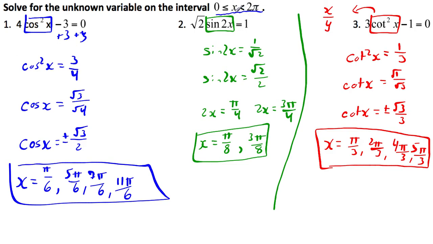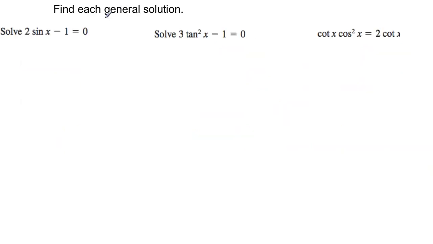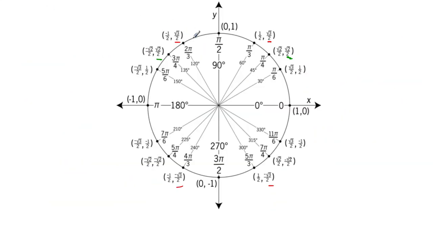Now, what if I don't have this restriction on the domain? What if I'm not looking for values just in the unit circle? So now I have questions that ask for the general solution. So this is all values, ever. Because don't forget, in a unit circle, we could keep going around and around and around and around and around an infinite amount of times.